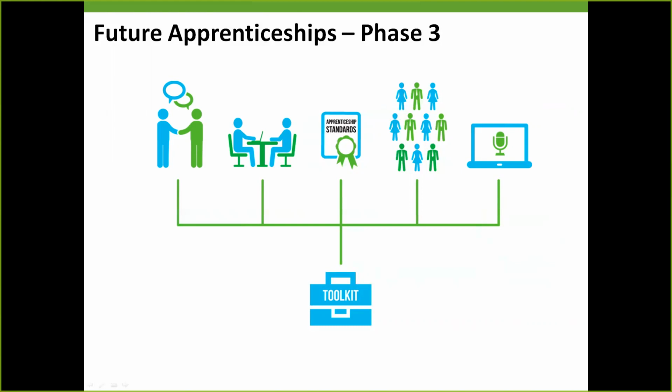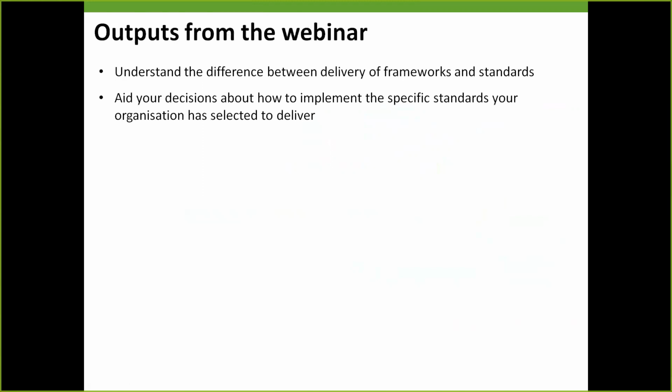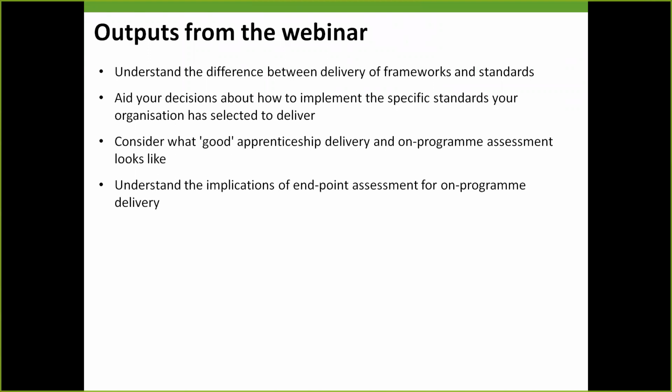available. So moving on, the outputs for today are specifically to understand the difference between delivering frameworks and standards, and we're going to focus on a particular standard today. Also to aid discussions and decisions around how you want to implement specific standards in your organisation, and how you're going to select those for delivery. Considering what good apprenticeship delivery and on-programme assessment may look like. Understanding the implications of endpoint assessment for on-programme delivery. Considering quality improvement measures, and also signposting you to useful tools.